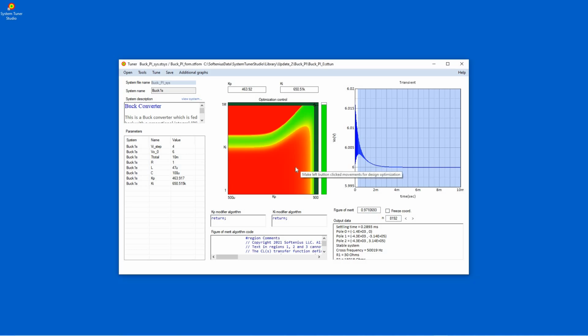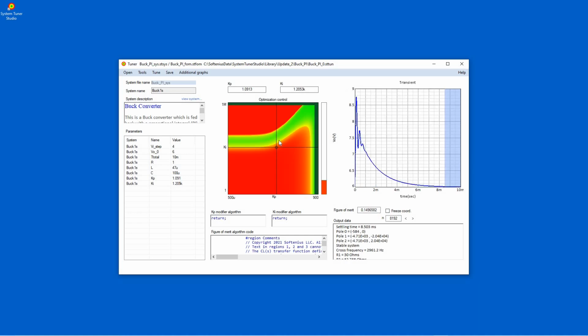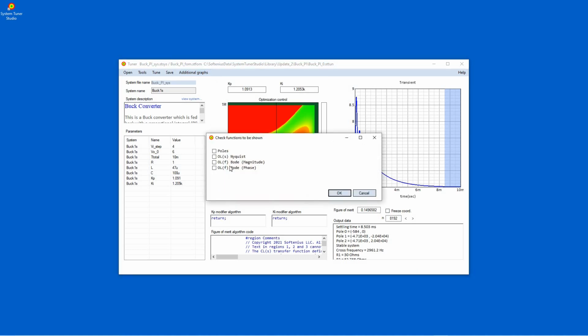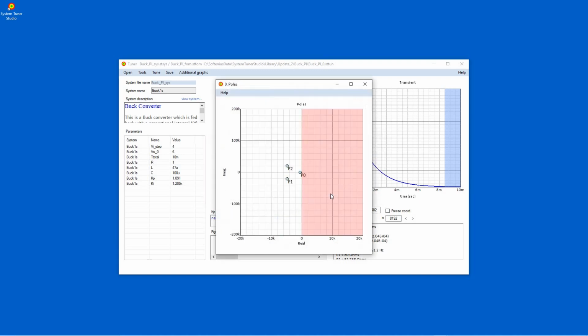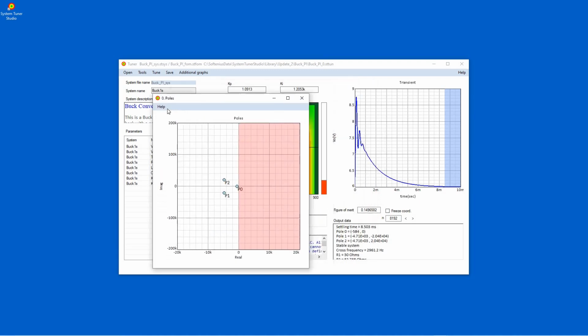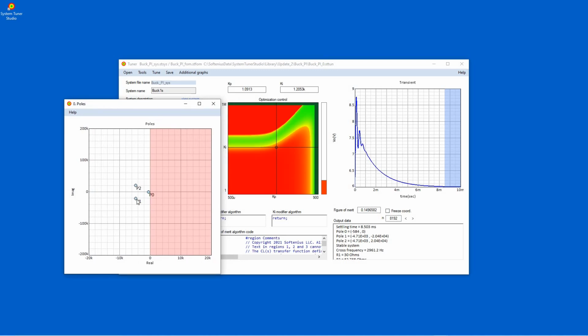The two-dimensional tuner dynamically displays other commonly used graphs, such as Bode plots, the Nyquist plot, the position of the poles, and in general any graph that the system programmer wants to display. Let's start with the poles. At this moment, the three poles are in the left half plane of the complex plane, which, as is known, corresponds to a stable system.